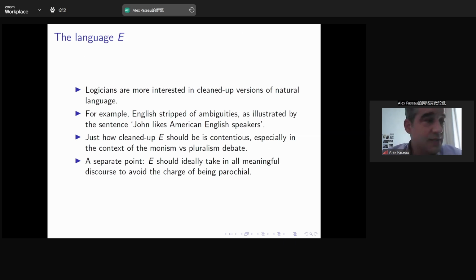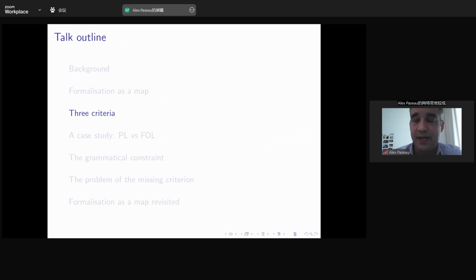Okay, so these are cautionary points that I want to flag about the language E, but they're not going to be hugely central to my talk. I wanted to say a little bit about what the language that we're formalizing is. Right, now let's move on to the heart of the issue. Let's think about the criteria of formalization.